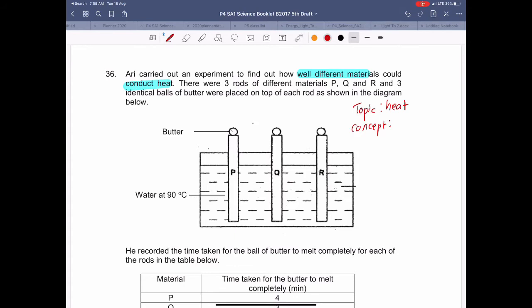How do I know that? The part about different materials hints me that this has got to do with conductors of heat. And then also the fact that we're talking about the conduction of heat tells me that it's also heat transfer. So they're testing me on these 2 concepts.